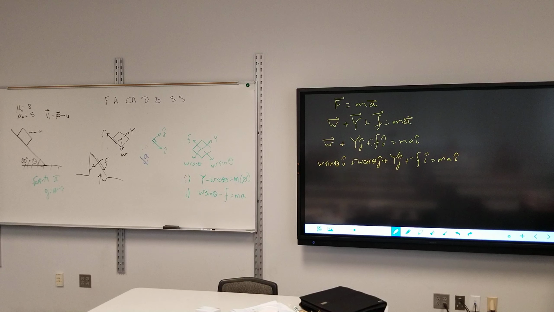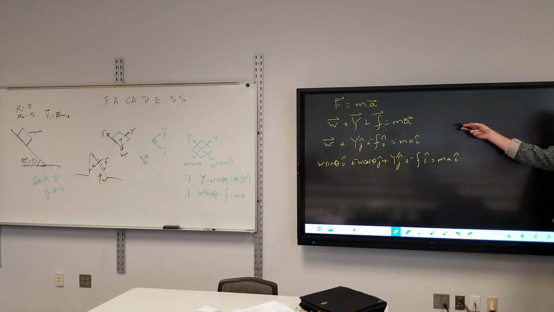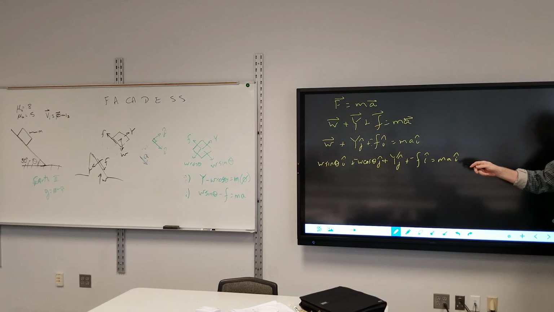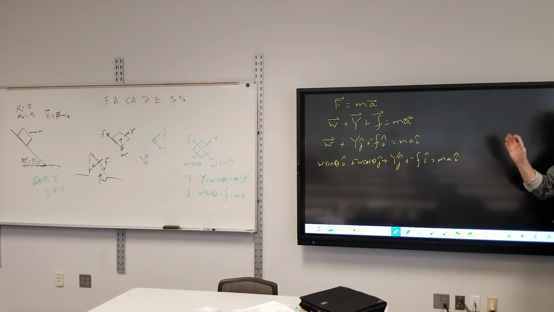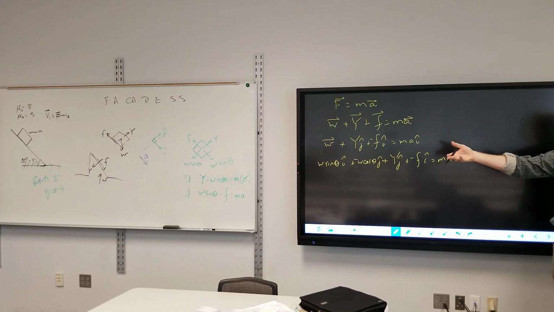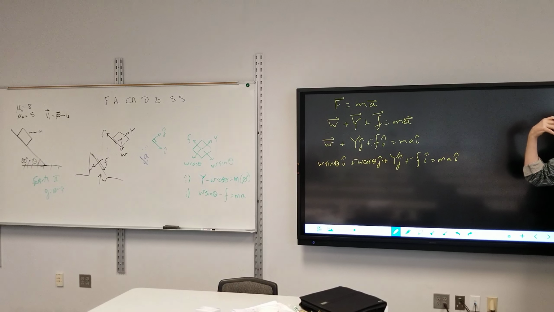This is taking it through a slightly different process to get to the exact same place where we were. I have my total force is equal to mass times acceleration. I start narrowing it down some. So now I have this equation where I have a bunch of I hats and a bunch of J hats. They need to balance out. In other words, the I hats on the left-hand side have to equal the I hat terms on the right-hand side. The J hat terms on the left-hand side have to equal the J hat terms on the right-hand side.